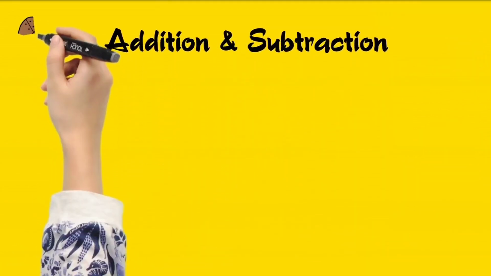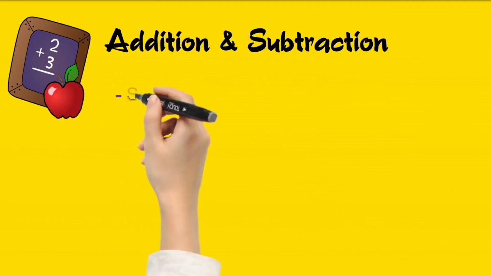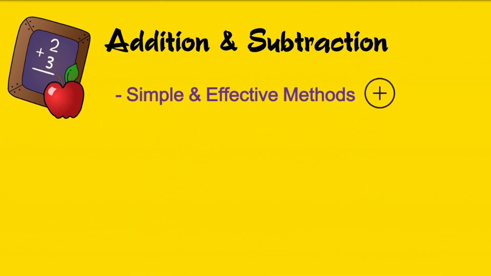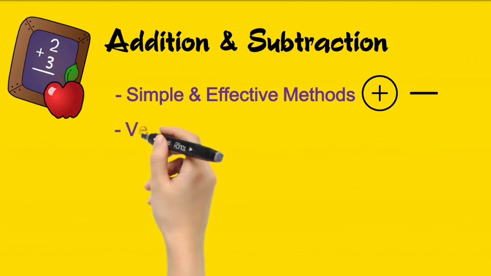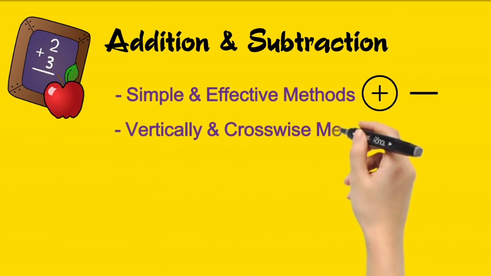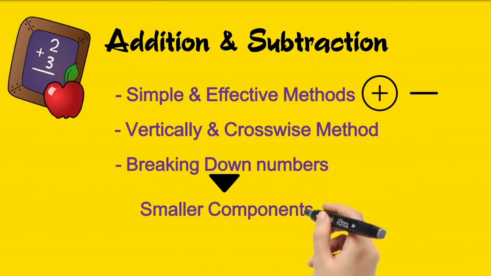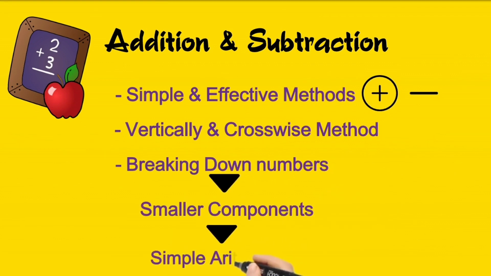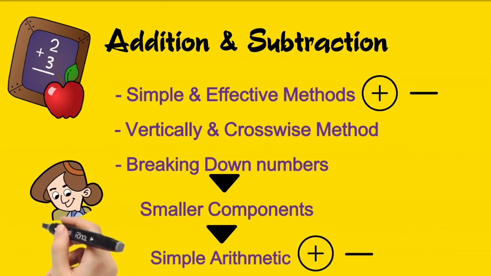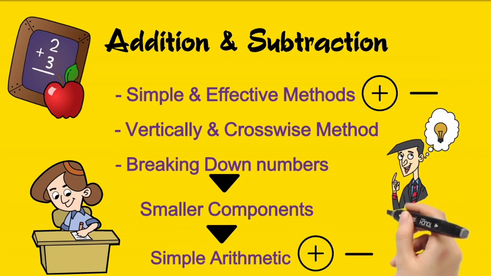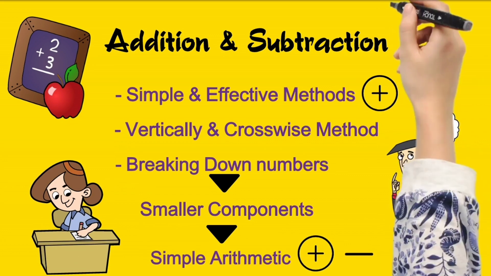Addition and subtraction. Let's start with the basics. Vedic math has a simple yet effective method for adding and subtracting numbers. It's called the vertically and crosswise method. This method involves breaking down the number into smaller components and using simple arithmetic to add or subtract them. With a bit of practice, you will be able to perform this calculation mentally in no time. So get ready for some mind-blowing insight.